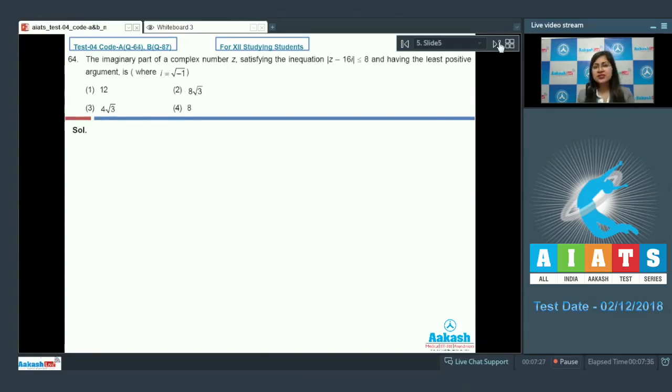Next is question number 64, that is the imaginary part of a complex number z satisfying the inequation modulus of z minus 16 iota less than or equal to 8 and having the least positive argument is. Here also let's plot the locus of the complex number z.